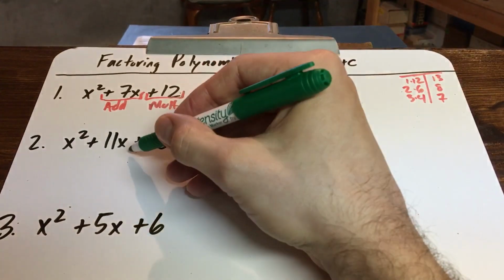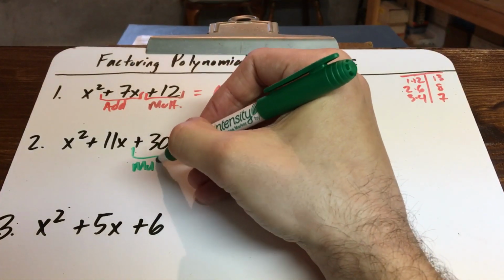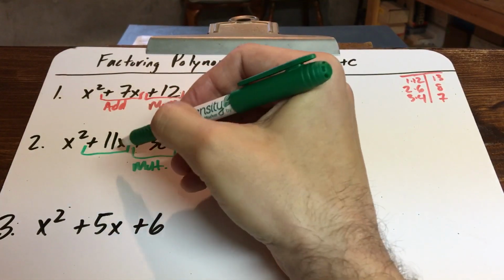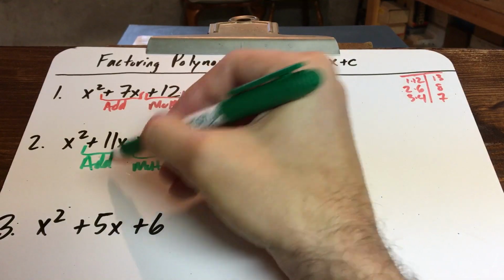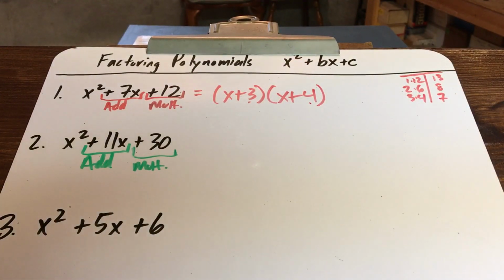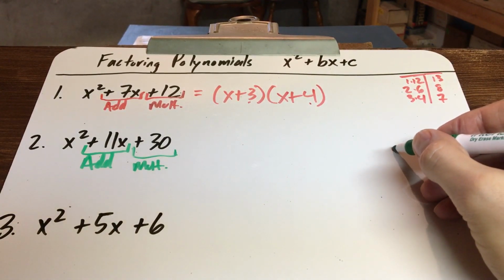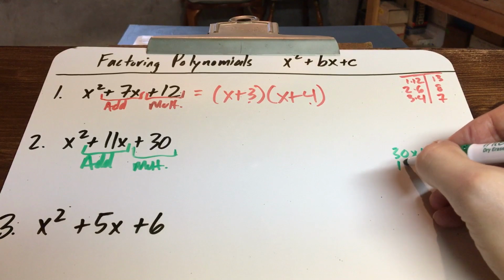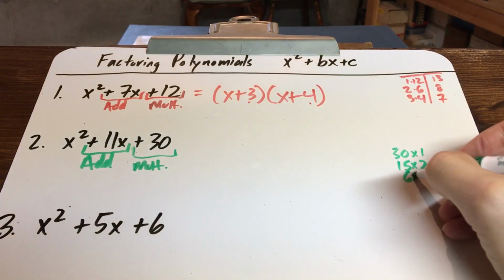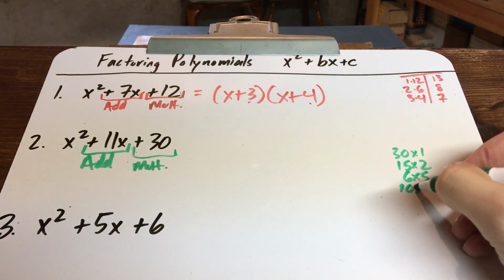Okay, so you're thinking of what numbers would multiply together to equal positive 30. And at the same time, if you added those same numbers, you would get positive 11. So if you need to make a little list off to the side, what are all the ways you can get 30? Whoops, I forgot one. 10 times 3.